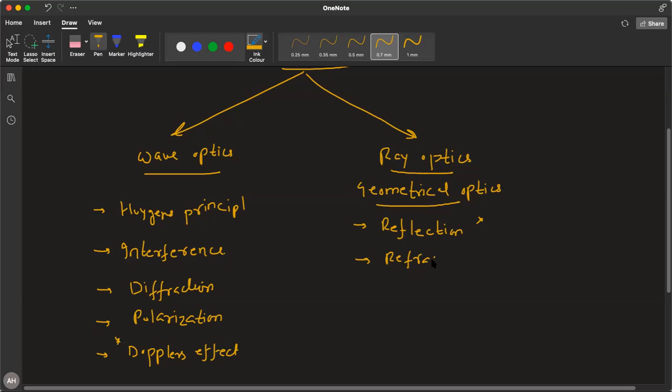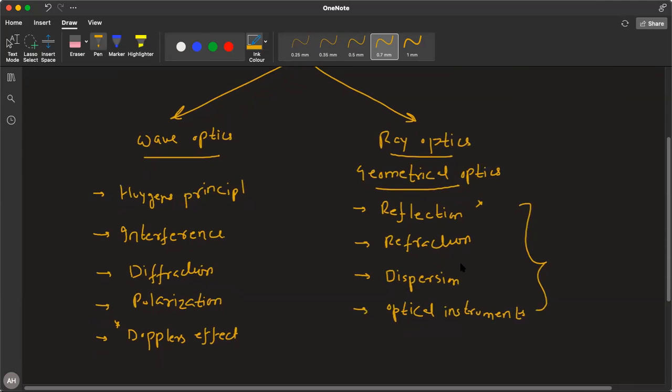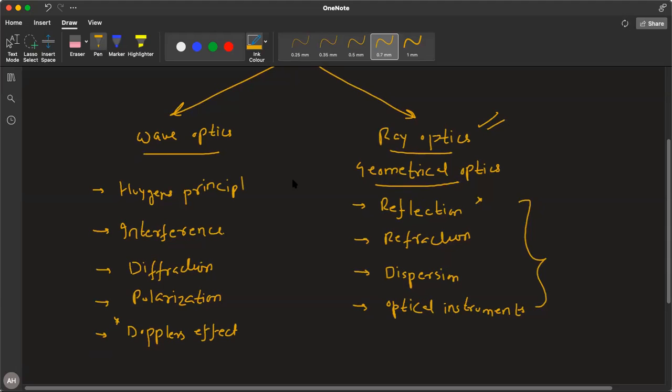While in ray optics, we have reflection, which is not a part of the syllabus now. We'll do just some basic things on reflection. Then we have refraction, dispersion, and optical instruments. These are the topics in ray optics or geometrical optics. So first of all, we'll do ray optics, then we'll do geometrical optics.